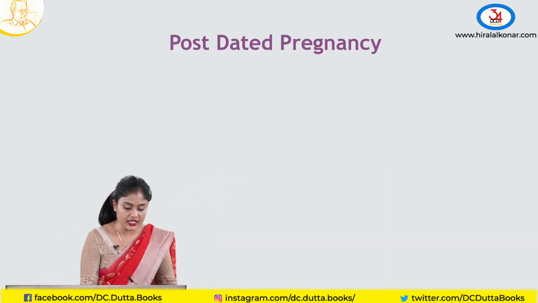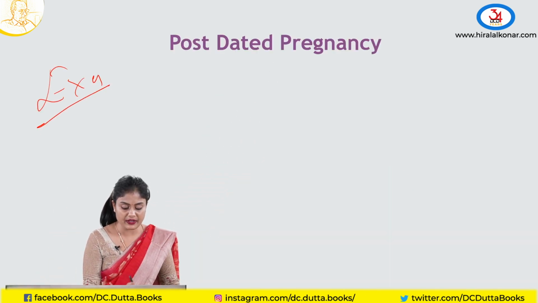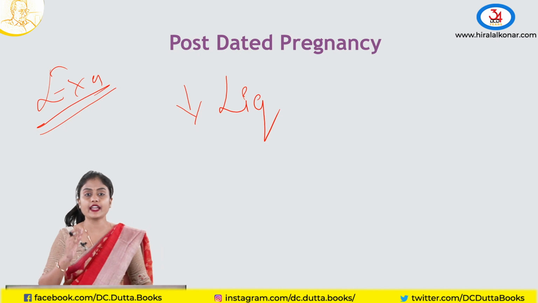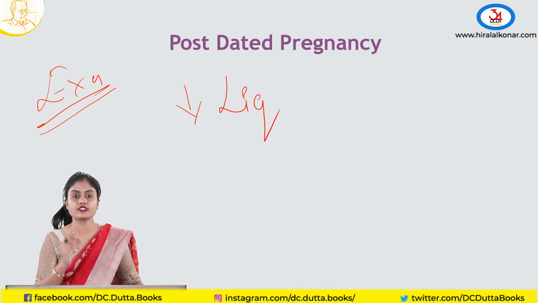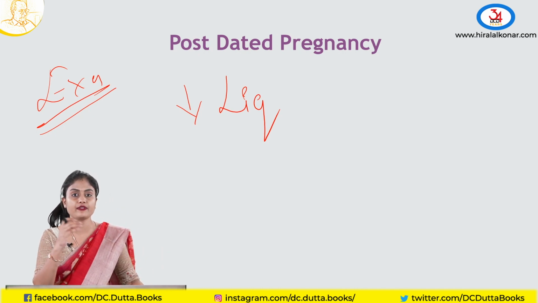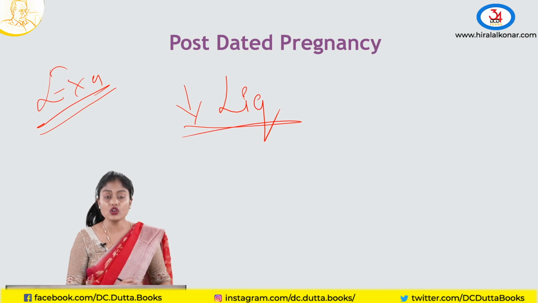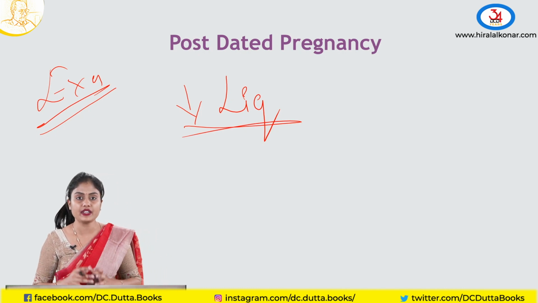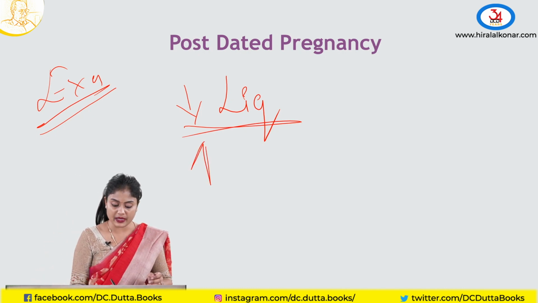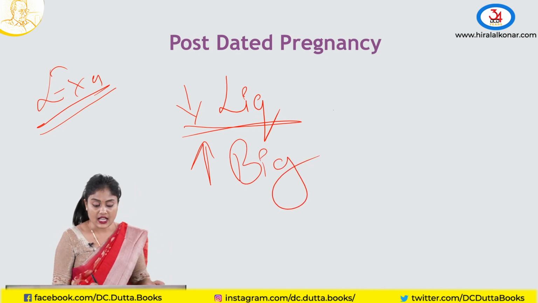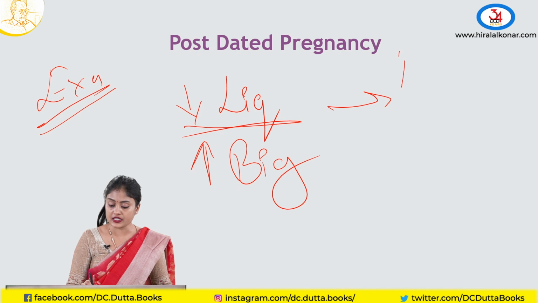Coming to examination, nothing much will be found on examination except that the liquor might have been reduced, because liquor is at maximum at 36 weeks period of gestation. Thereafter it starts reducing almost to half by 42 weeks. So the liquor around the baby might be reduced and the baby might be big. More chances of having a big baby. Hence delivery might be difficult.